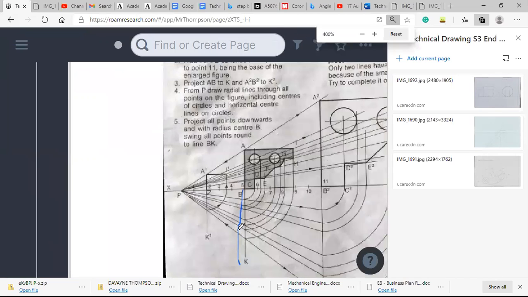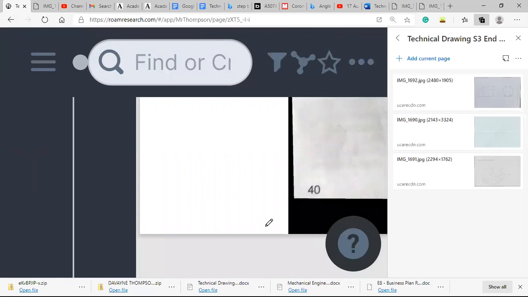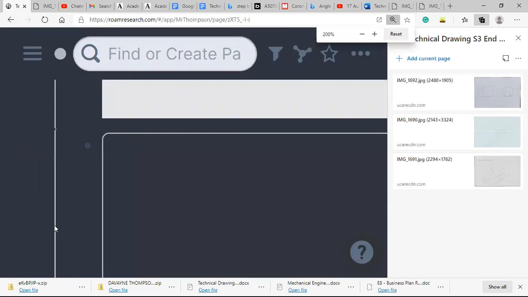Oh, I probably zoomed in too much, my bad, but let me just scroll down still. All right, hold on, let me zoom out. All right, there we go.